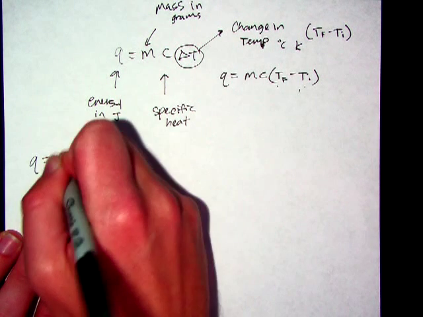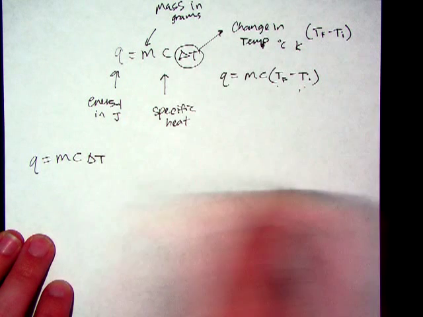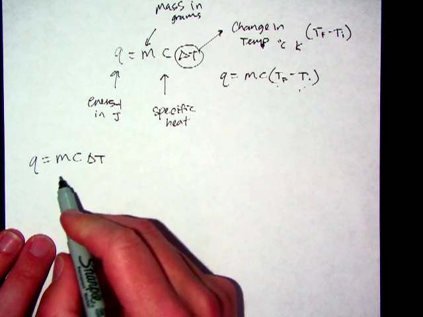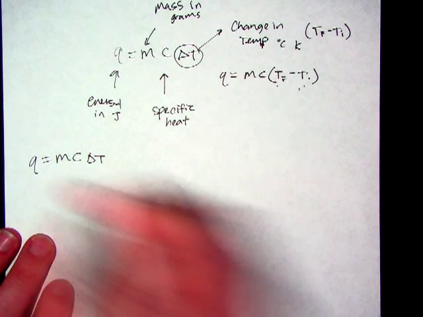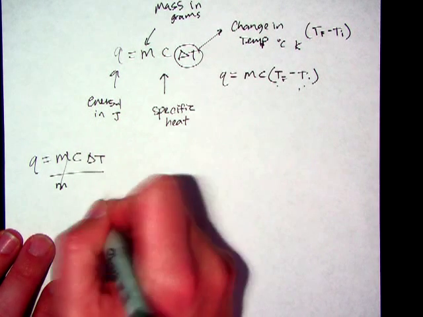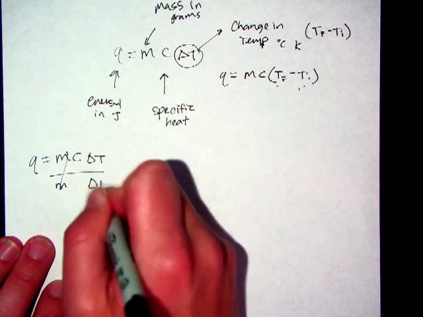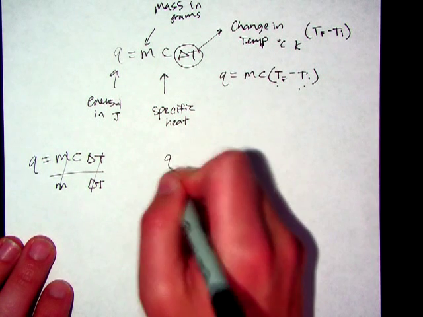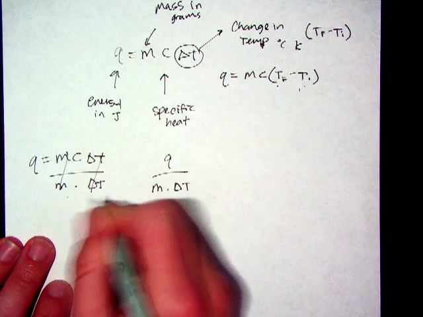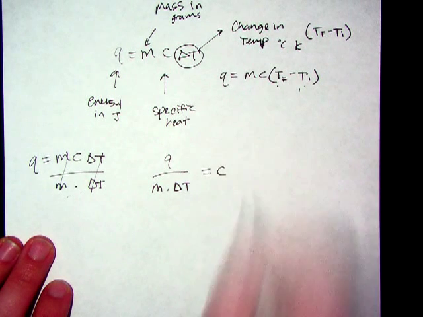Q equals MC delta T. If it's me, I would rearrange this first. I know that not everyone likes to do that, but if I'm solving for C, I like to get it by itself. It's just easier. So I'll show you both ways. Let's solve for C. If I want to get C by itself, divide each side by M, and then divide each side by delta T. Right, and then they cancel out, and you would have Q over M times delta T equals C.